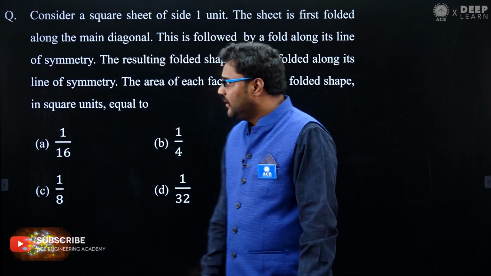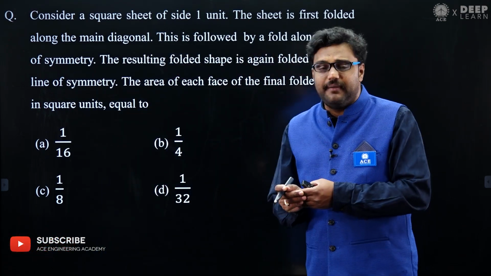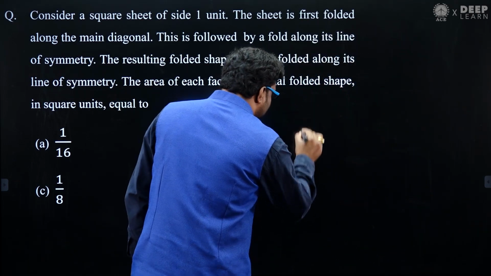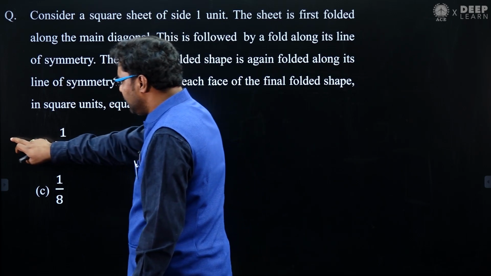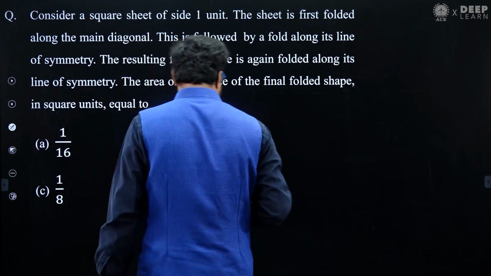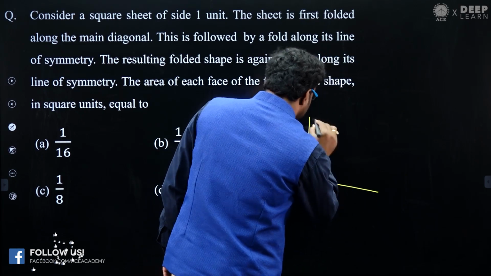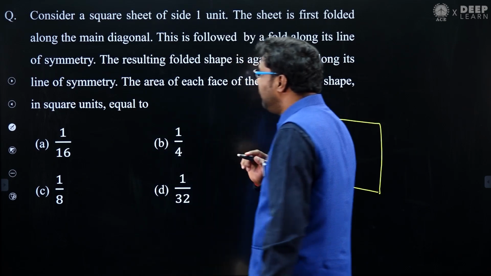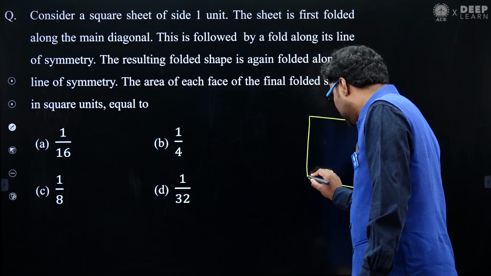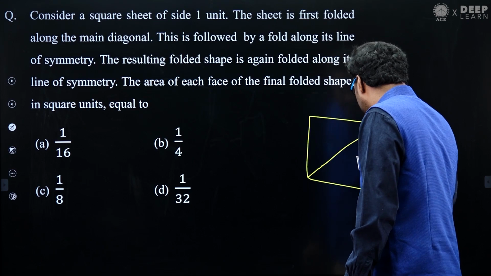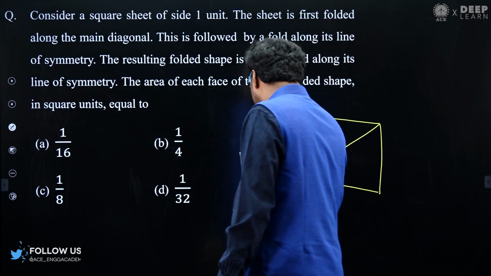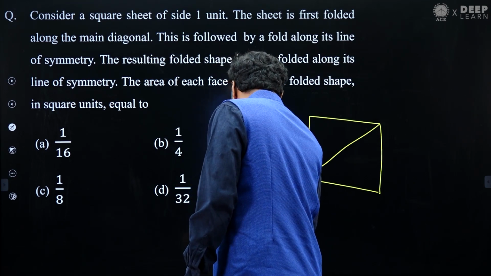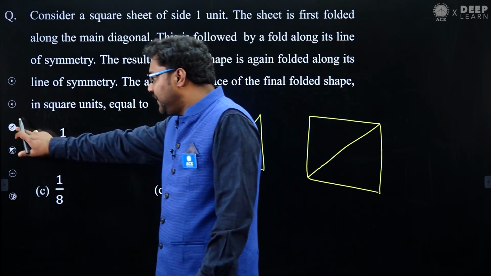If you just see this question, my dear friends, you have a square sheet of side 1 unit. You have to fold it. First you have to fold it along the main diagonal. When you fold it along the main diagonal, the area will be half. You just see the area becomes half of the previous area.